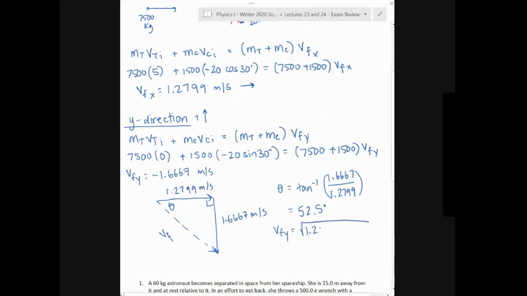Sure, I have a question. So the negative doesn't factor in? So the negative is the reason why my vector is pointing downwards. Okay.